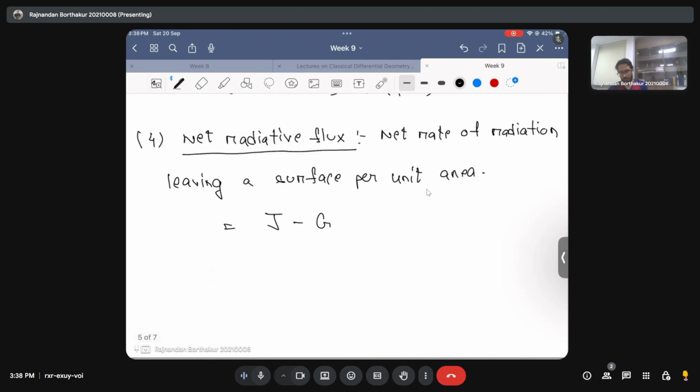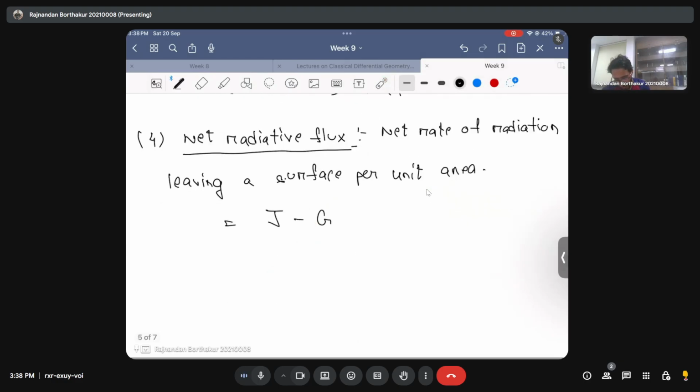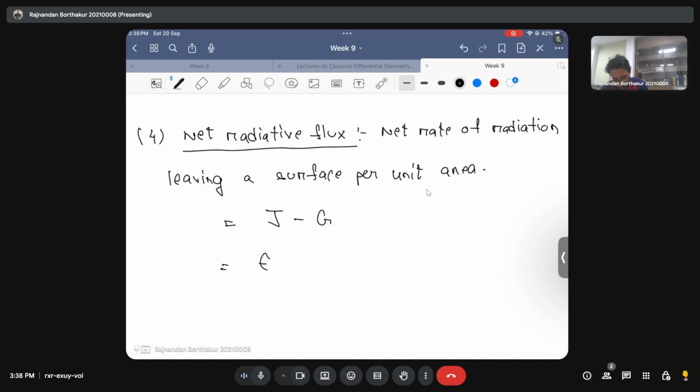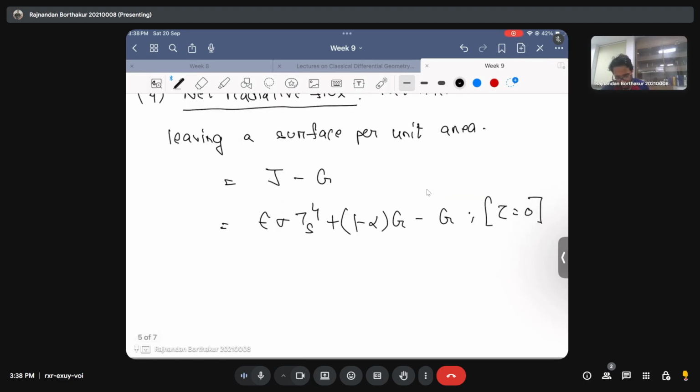All right. Now, if we just substitute this expression of J into here, what we'll get is that the net radiative flux is epsilon sigma Ts to the power 4 plus (1 minus alpha) times G minus G. This is true in the case where tau is basically equal to 0. This you need to understand. And then we can simplify this as G minus alpha G minus G. So this G and G get cancelled.